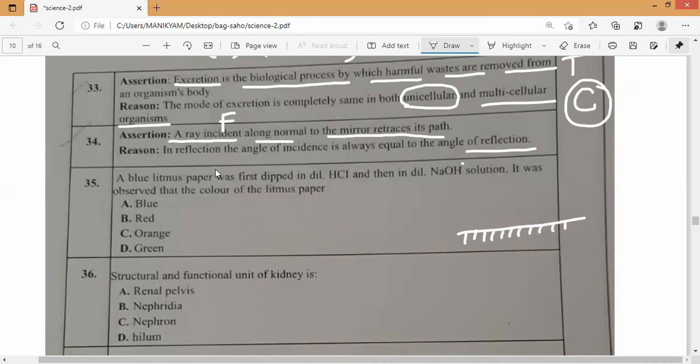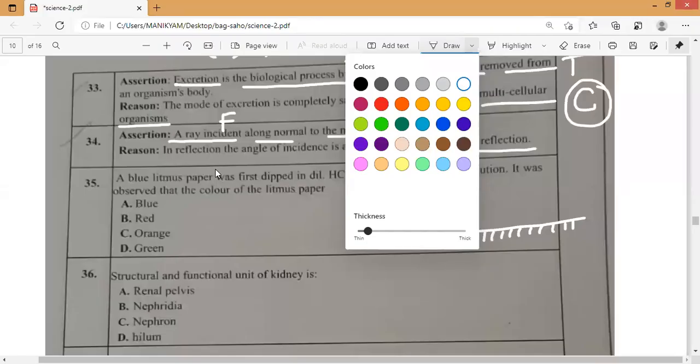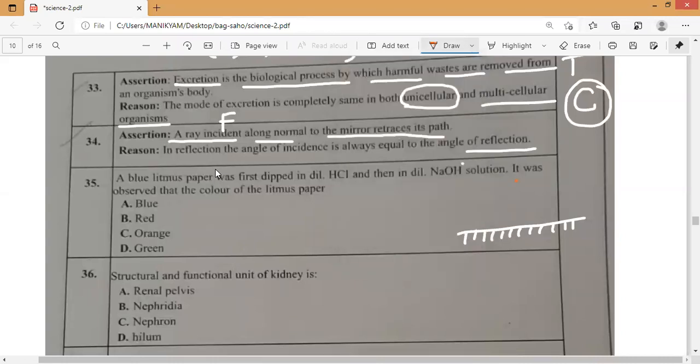If I have inserted a ray perpendicularly, normal means what? Perpendicular. So normal means perpendicularly only. So if I insert the incident ray perpendicularly, what will happen? It will strike the mirror and again retrace itself in the same path. Yes or no? So it is true, correct?